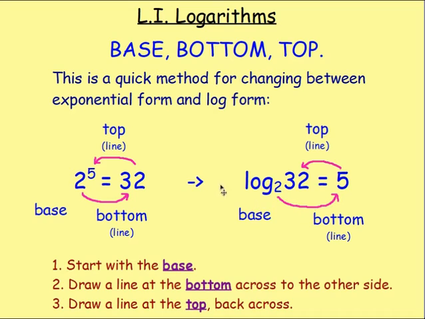We can also work back the other way. If we were given this log form and we want to change it back into exponential form, again, start with the base. The way you read this is log base 2, so we know our base is 2. So we have 2 to the power of, and then draw a line at the bottom across to the other side. Across there is the number 5. So we'll have 2 to the power of 5. And that will equal, draw a line back across at the top, 32. So if we rewrote that in exponential form, base, bottom, top, we'd have 2 to the power of 5, and that would equal 32.